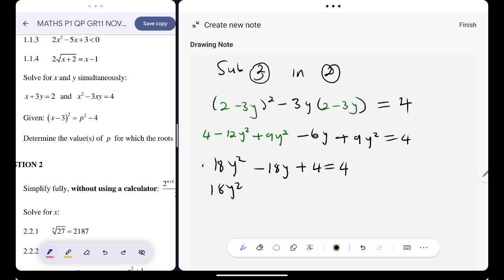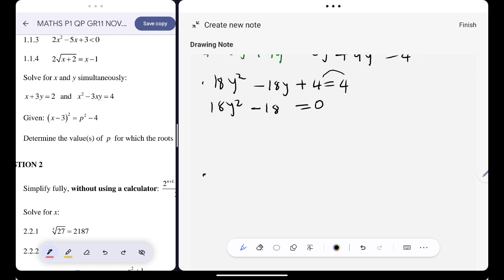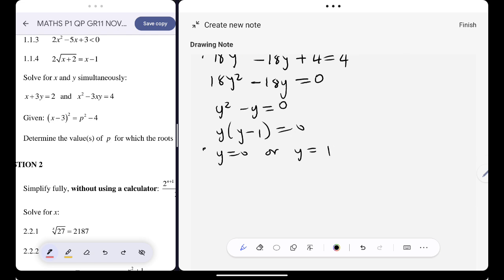I will have negative 18y squared minus 18y is equal to 0, because when I bring this guy to the other side, it will change the sign, and I'll have 4 minus 4, which is 0. So here I just need to divide everything by 18. I'll be left with y squared minus y is equal to 0. I want to factorize. I just need to take out a common factor. Then y is 0, or y is equal to 1.